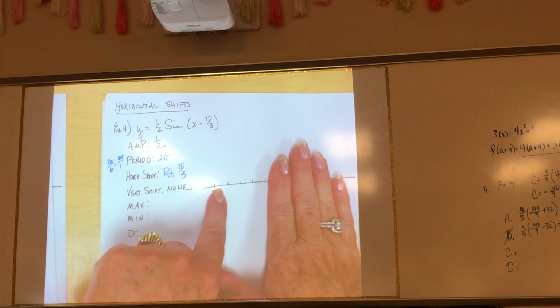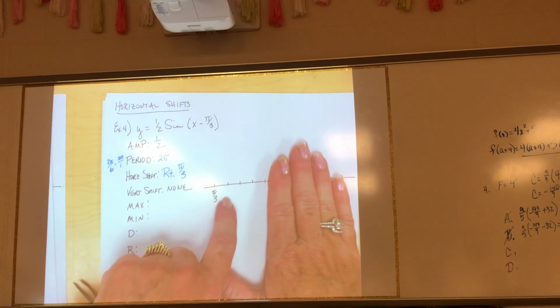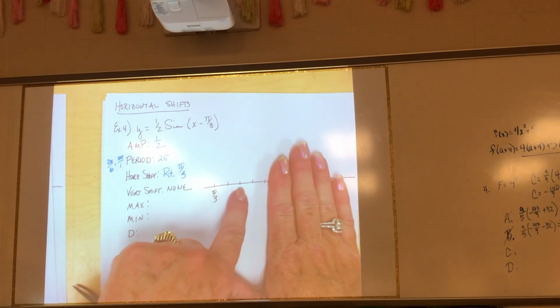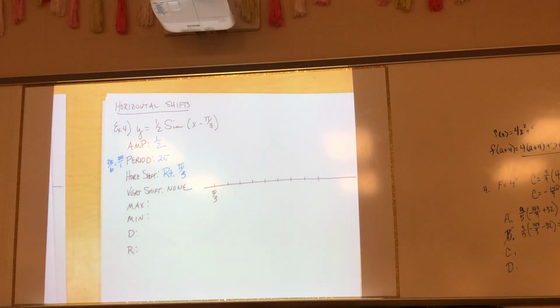So every time I want to find a key point, I'm going to have to divide the period by 4, and then I'll take that and add it to this one. It'll give me this one. I'll add it to this one. It'll give me this one. I'll add it to this one. It'll give me this one. You understand? Yes.